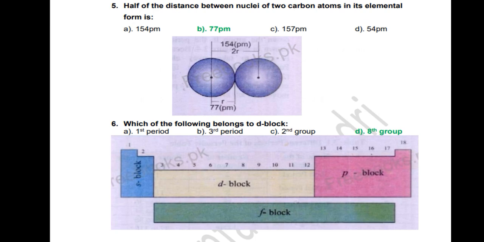Which one of the following belongs to D block? First period, third period, second period, eighth group. We know that the first two groups are called S block, and groups 13 to 18 are called P block elements, and groups 3 to 12 are called D block elements, the transition elements. So the 8th group belongs to D block elements. Option D will be correct.